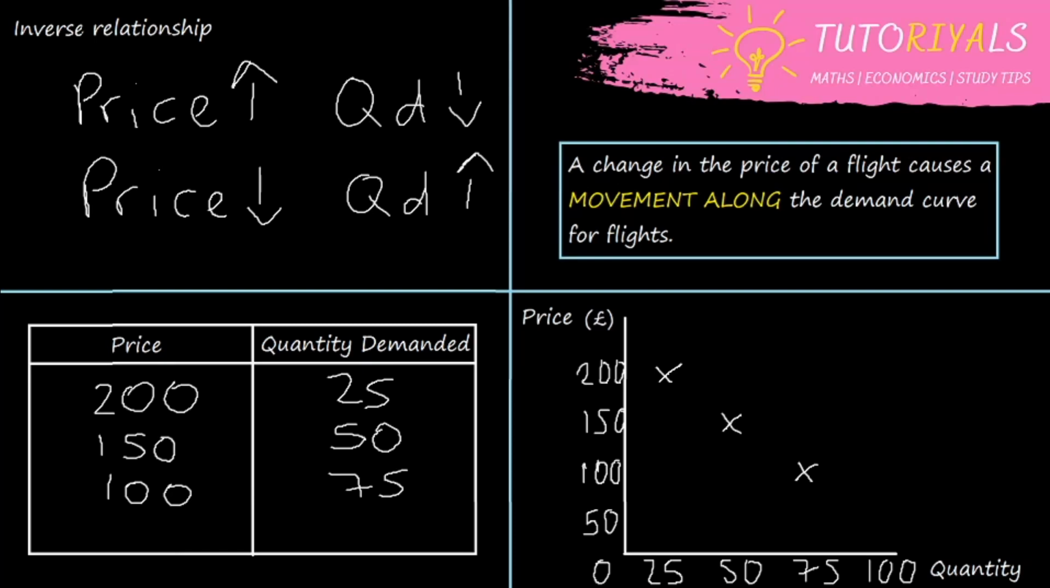Finally, if the price fell to £50, this is a total bargain and even more people would be tempted by a cheap holiday, so maybe 100 people would book. If we look to our graph, this results in a downward sloping demand curve.